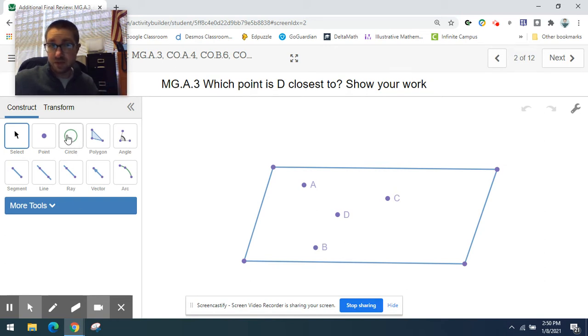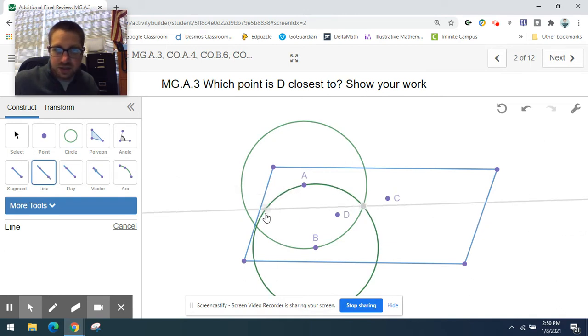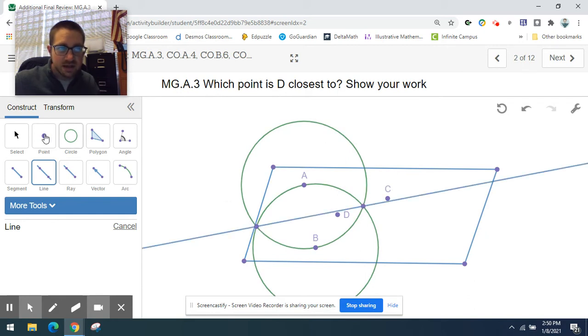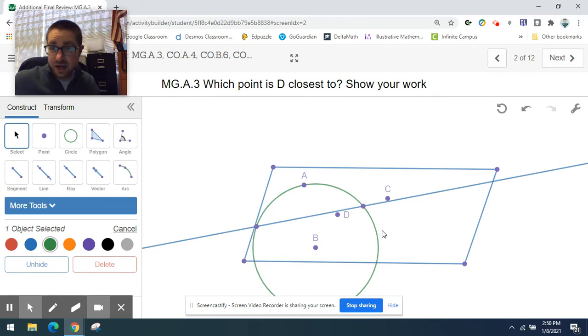For example, if I were to make the perpendicular bisector between A and B, I'll do that right now. So I make a circle from A to B and a circle from B back to A. And then I create a line through the intersections of those circles. Ta-da! And what's cool about this line now is I know every single point on that line must be the same distance from both A and B.